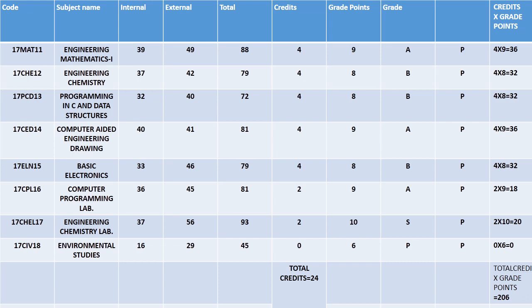So here the table is given. In that the different subjects are there: 1, 2, 3, 4, 5, 6, 7, 8. I have mentioned 8 subjects. The internal marks for the respective subjects are 39, 37, 32, 40, 33, 36, 37, 16. And external marks are 49, 42, 40, 41, 46, 45, 56, 29. And total: 39 plus 49, 88. The addition of internal and external marks is the total marks.